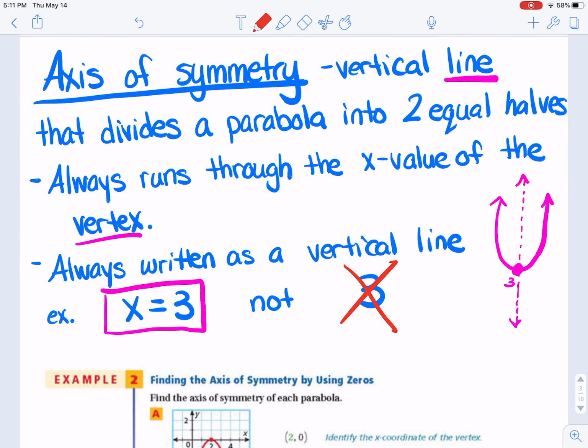So make sure you write it as an equation, which means you have an equal sign, and it's always going to be x equals 3. It's never y equals 3. Y equals 3 would be a horizontal line, and that's not what we have. You'll do that kind of fun stuff probably in college. Maybe some of you may get into calculus, and that's when you start doing horizontal lines and all kinds of fun stuff, but not for us.